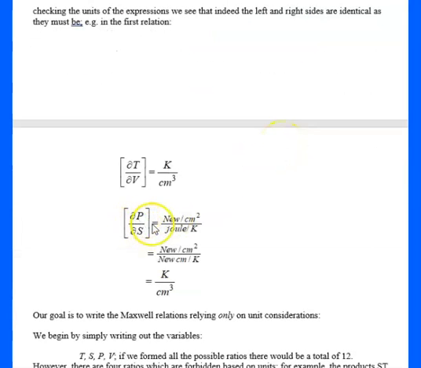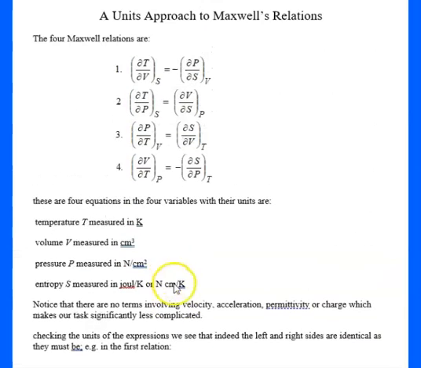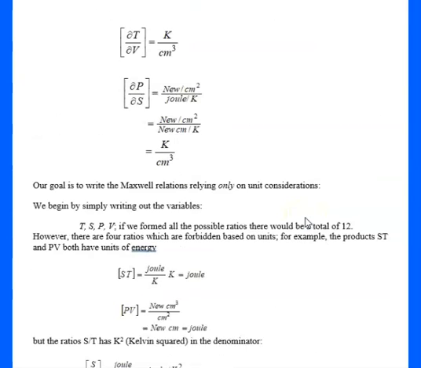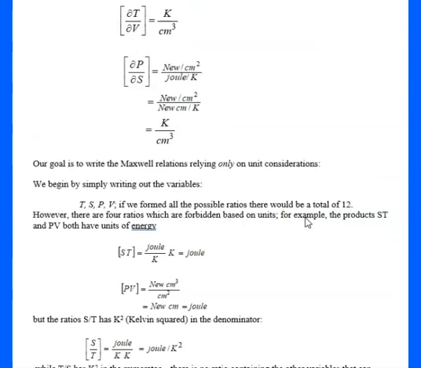Well, P is newtons per square centimeter. S is joules per Kelvin. And we just expand the joules now. So a joule is Newton centimeter per Kelvin. So the newtons cancel out. We have centimeter squared on the bottom and another centimeter on the bottom. So indeed it is Kelvin per cubic centimeter, exactly what we have for the units on the left side. So far, so good.